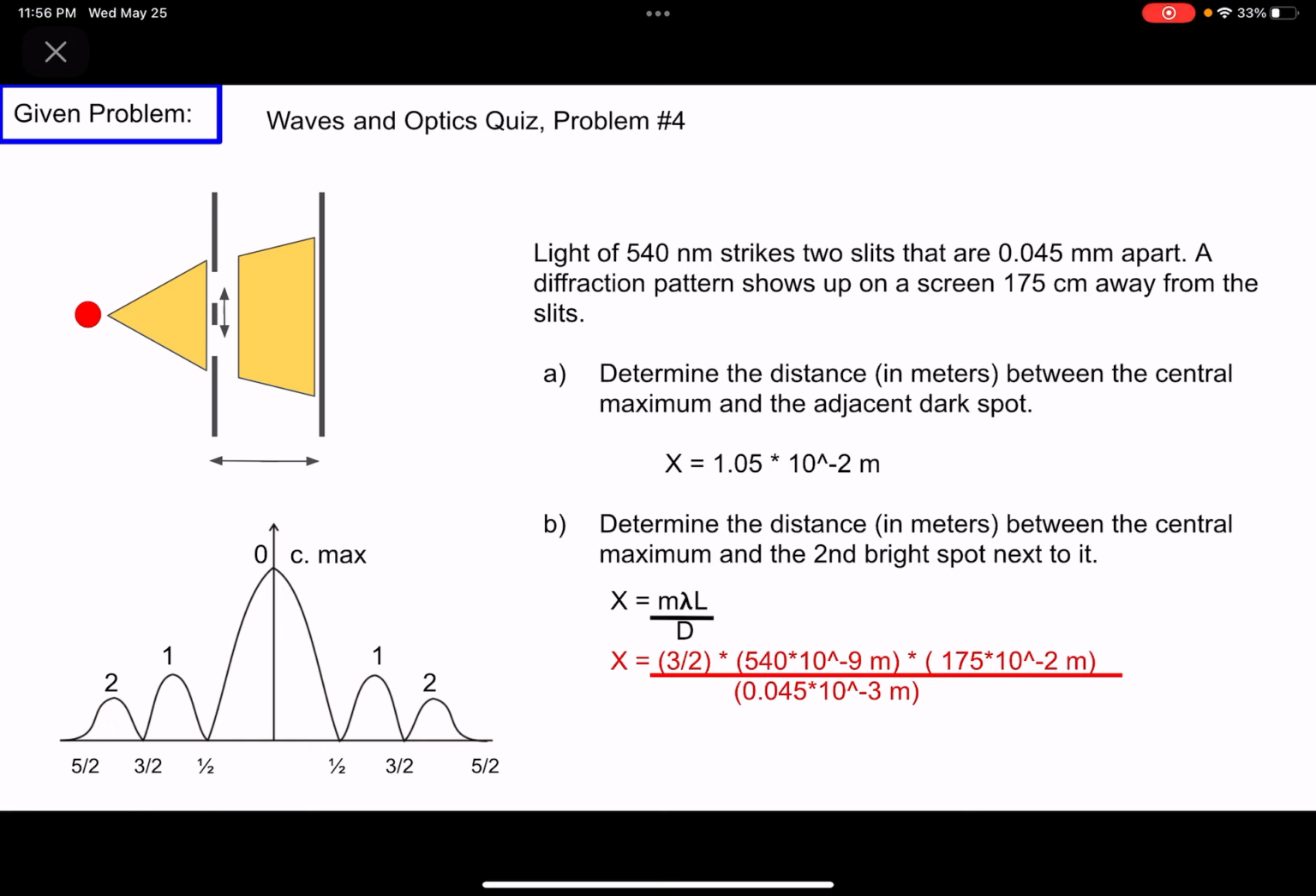Once again, it's converting to meters. So basically the same problem. You're just changing that m variable. And you get the answer: the distance is 4.2 times 10 to the -2 meters. And that's all.